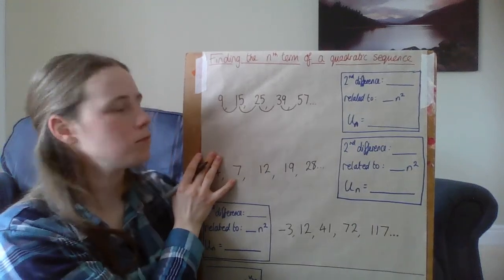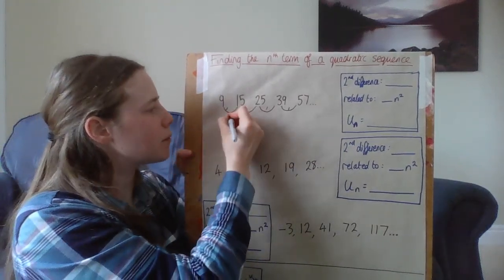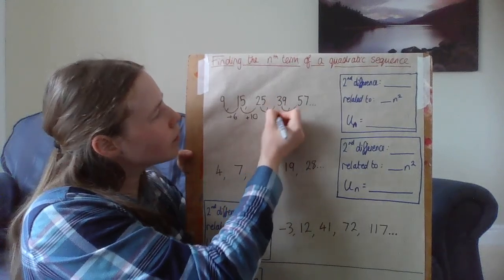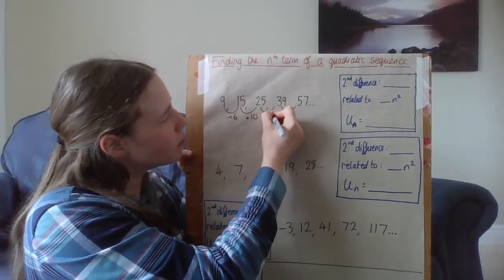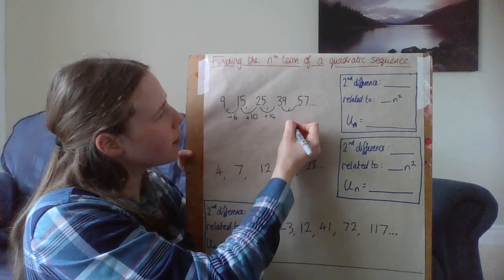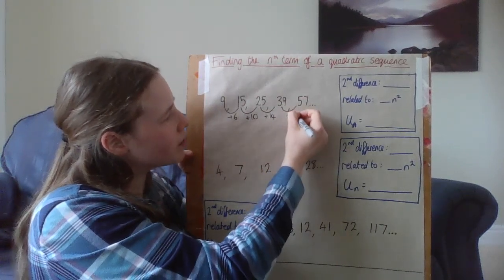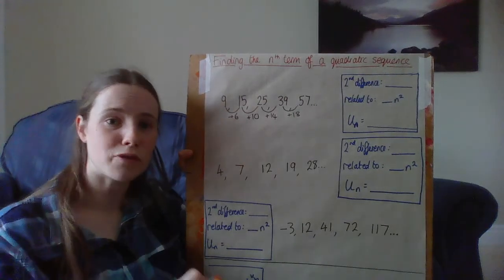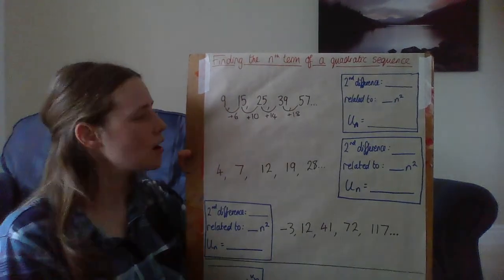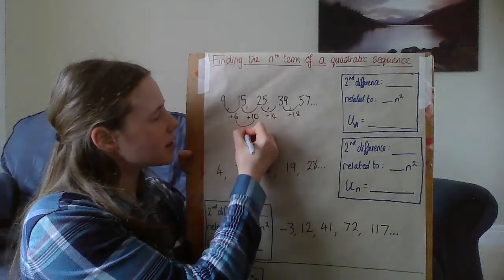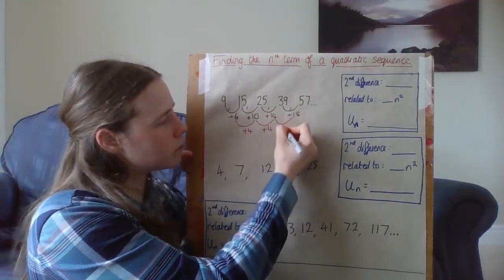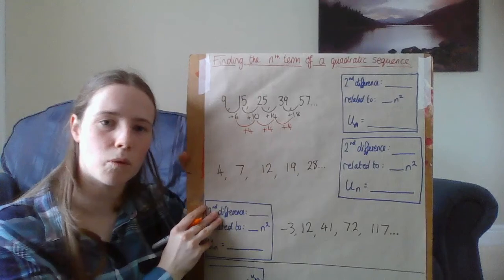which I'm going to do first of all. So from 9 up to 15 is a gap of 6, from 15 to 25 is a gap of 10, from 25 to 39 is a gap of 14, and from 39 to 57 is a gap of 18. The second difference is the difference between those differences. So from 6 to 10 is a gap of 4, from 10 to 14 is a gap of 4, and from 14 to 18 is a gap of 4.